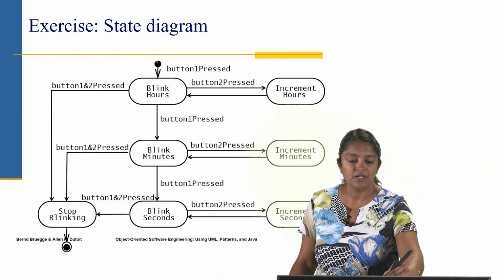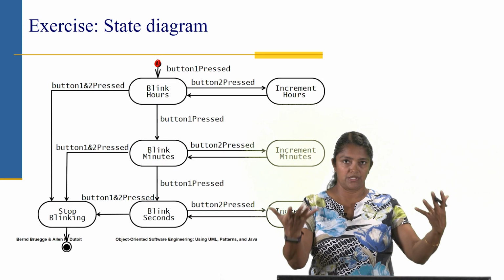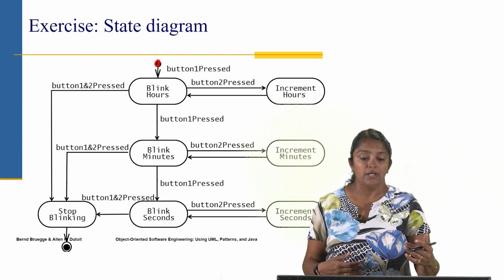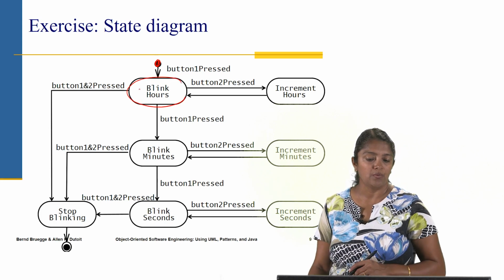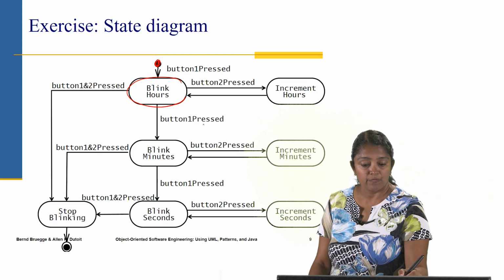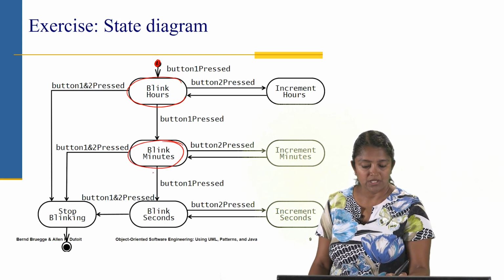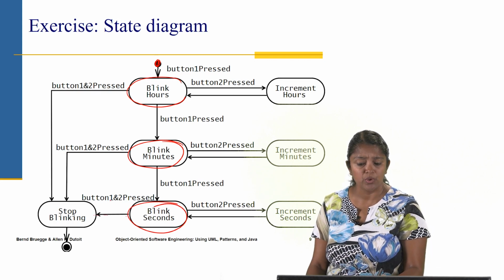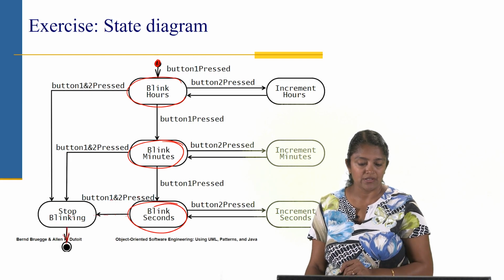So here's our start state. We start there. From the start state, which is basically the watch and the LCD display being shown, if button 1 is pressed, then we go into the blink hours state. From there, if button 1 is pressed again, then we go into blink minutes. Button 1 is pressed again, we get into blink seconds. And from there, if both button 1 and 2 are pressed, it goes into stop blinking and into the final state.